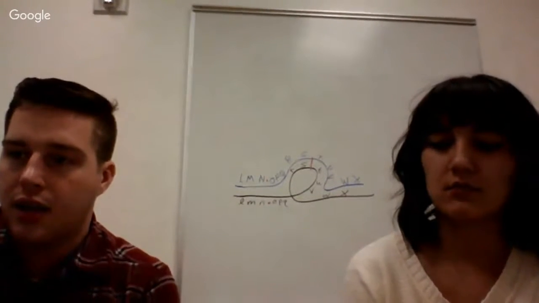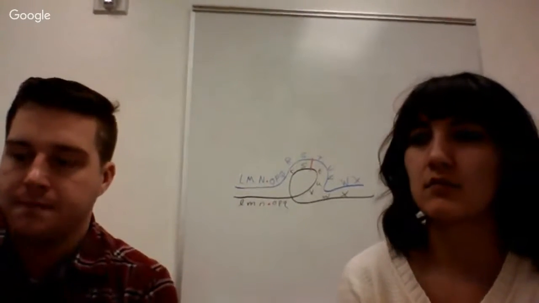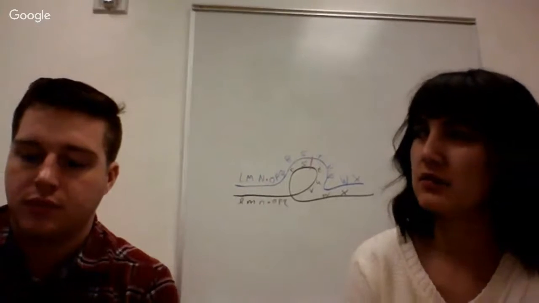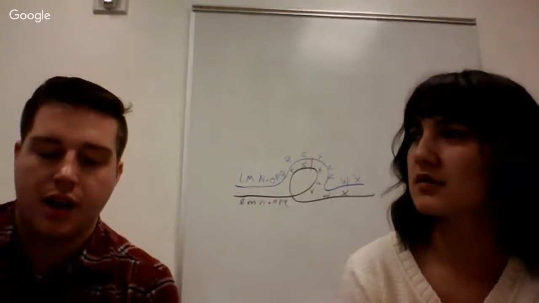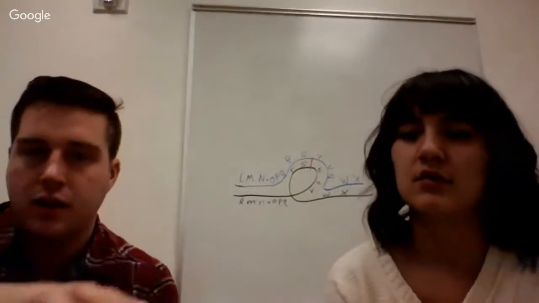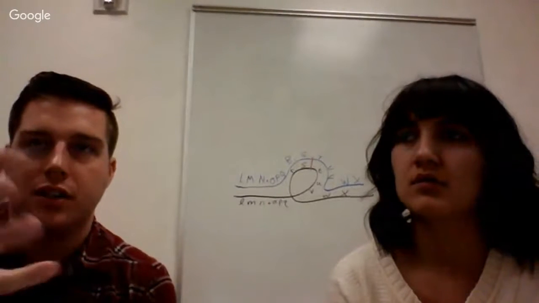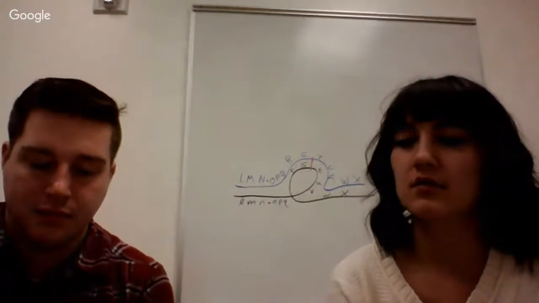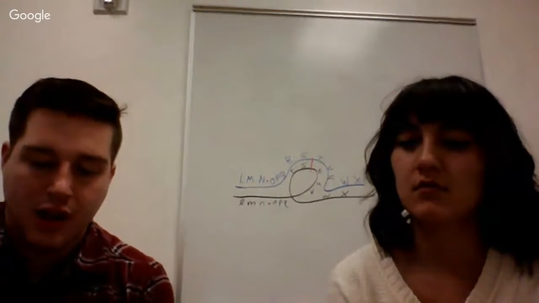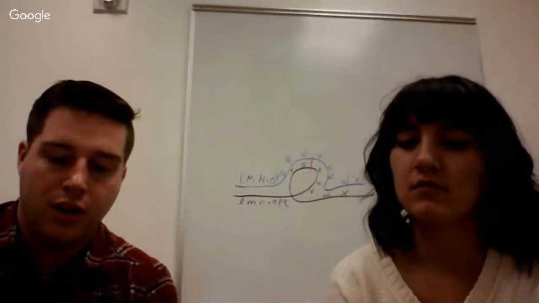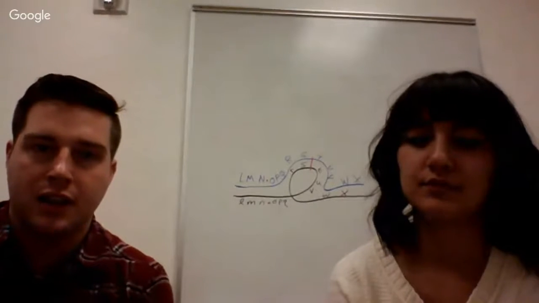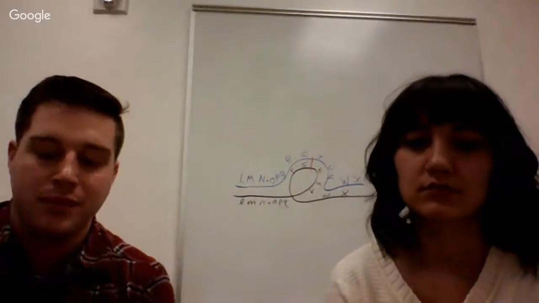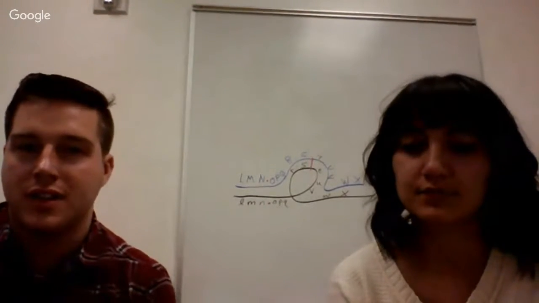You'll have a, I forget what it's called, the Robertsonian translocation. Basically, you'll lose one chromosome and gain another mutated chromosome, and so in the end you'll have 46 chromosomes.